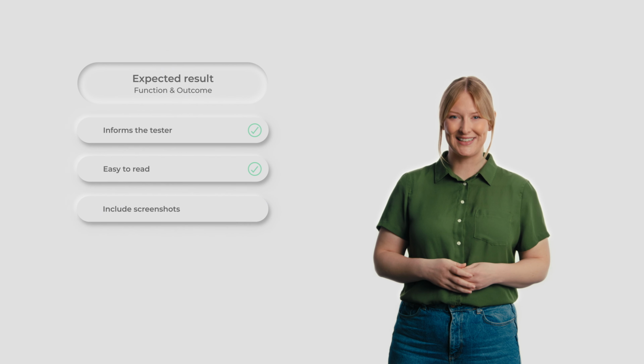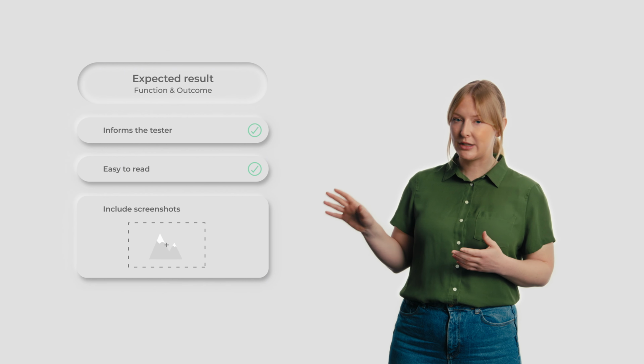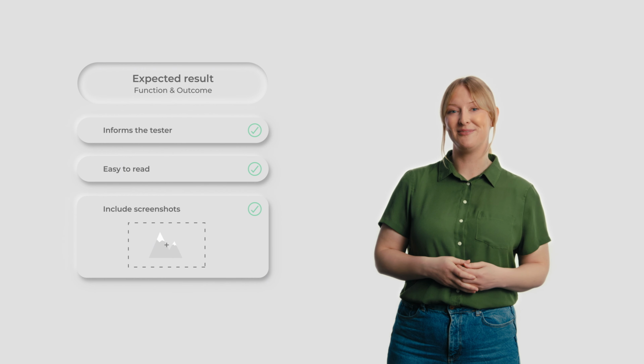The expected result tells the tester how they can know if the functionality is working properly. To avoid any misunderstandings, make sure this section is unambiguous and easy to read. It can also be a good idea to include screenshots for more detail. Comparing the expected result with the actual result is how testers know if they should mark their tests as a pass or a fail.